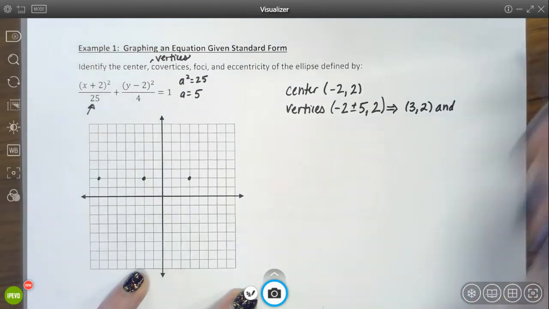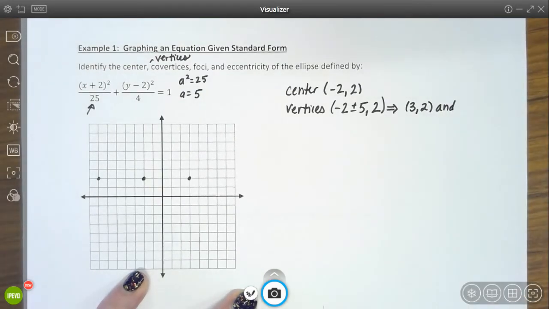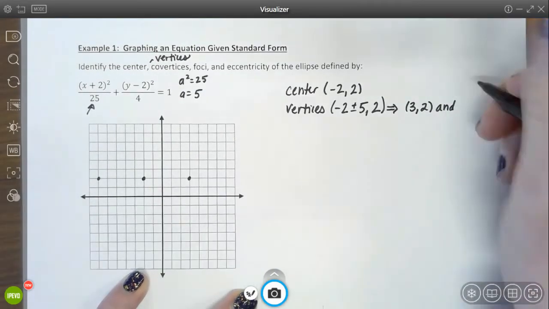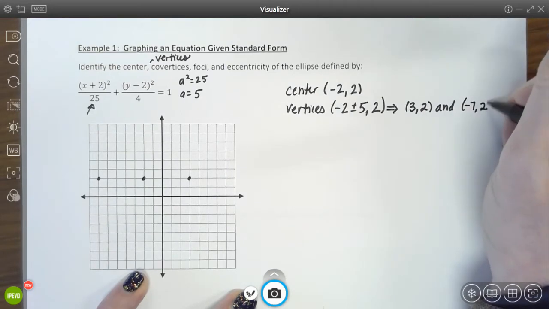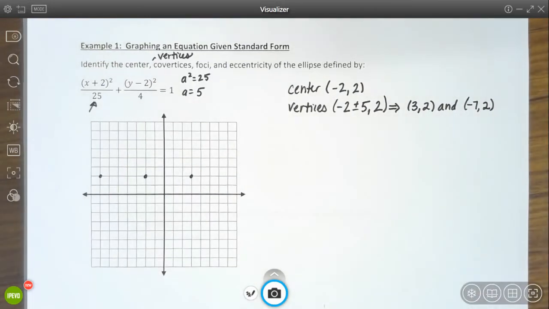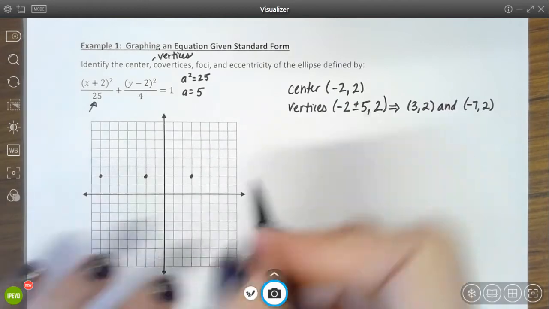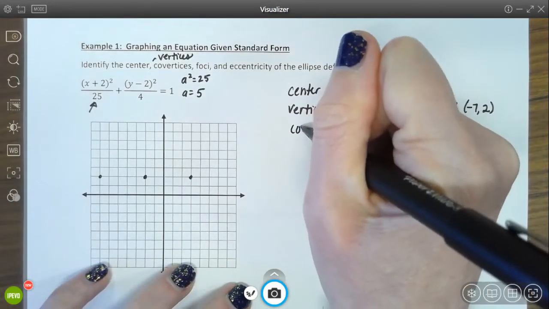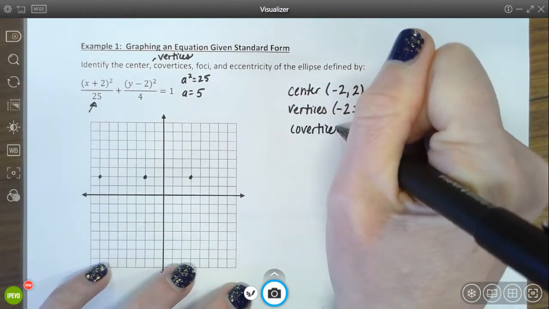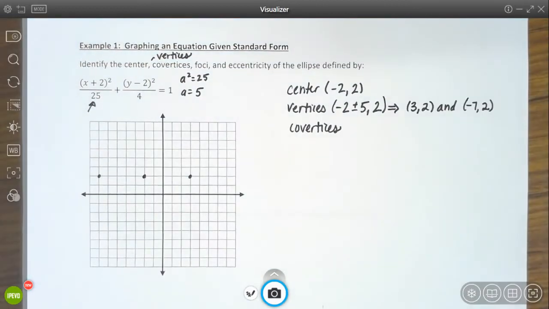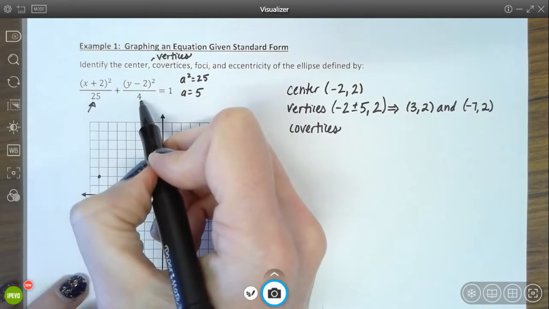And if I subtract 5, that would move me left 5 spaces, and I would land at -7, 2. And those are the exact 2 points I found by counting my graph. So our vertices are always at the end of our major axis, and then our co-vertices are at the endpoints of our minor axis. And our co-vertices are always b units away.